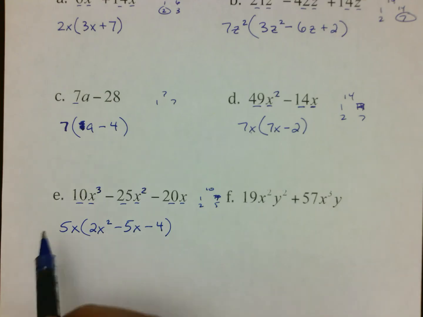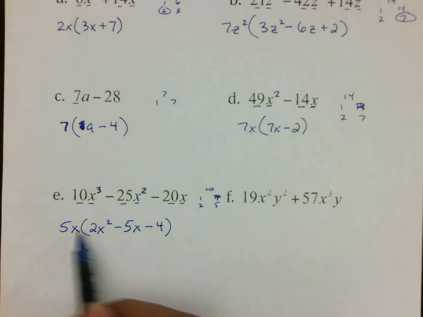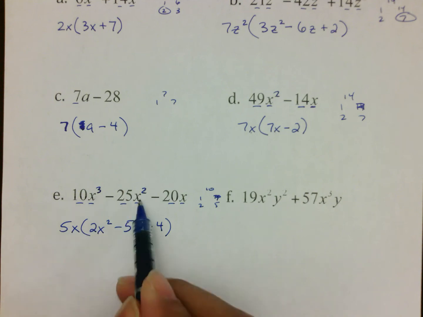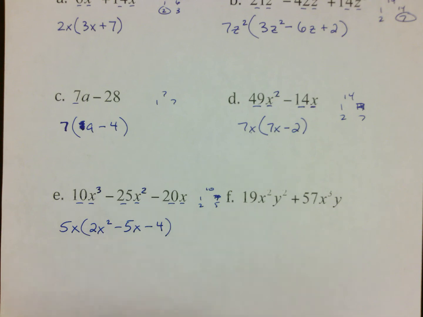Take your time. 5 times 2, 10. 1x and 2 x's make 3. 5 times 5 is 25. 1x and 1x make 2. 5 times 4 is 20. And there's my 1x that I took off.